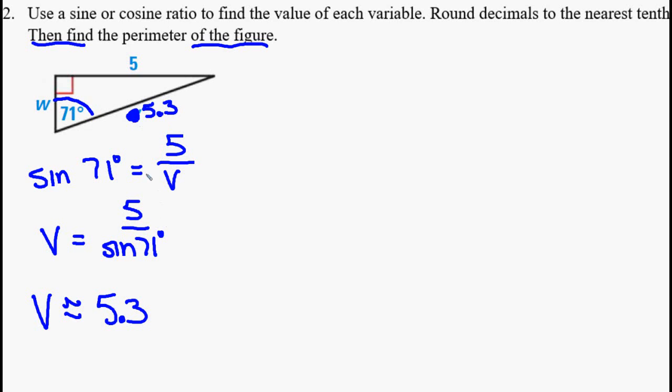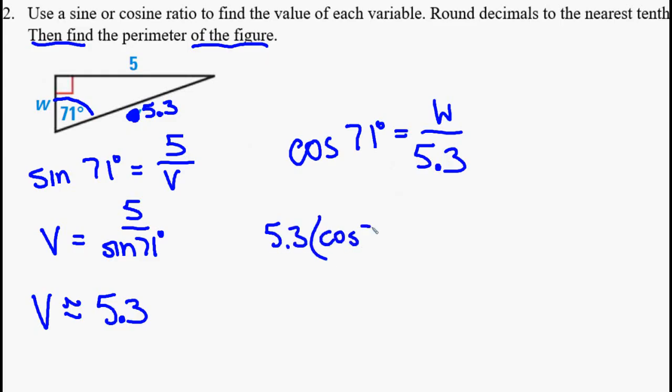5.3. Now we want to find W. Again, from 71, W is adjacent, and now we do have the hypotenuse. So adjacent and hypotenuse are cos. We could do the cos of 71 degrees equals adjacent W over hypotenuse 5.3, and we multiply both sides by 5.3. So cos 71 times 5.3 is our W, and W then is about 1.7 units.